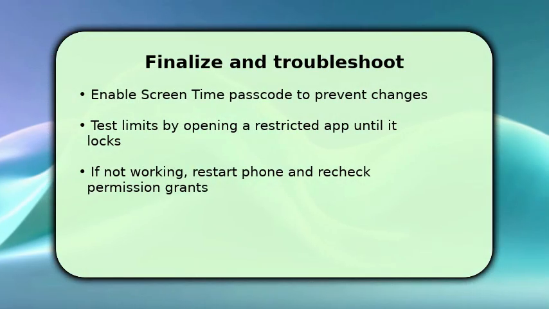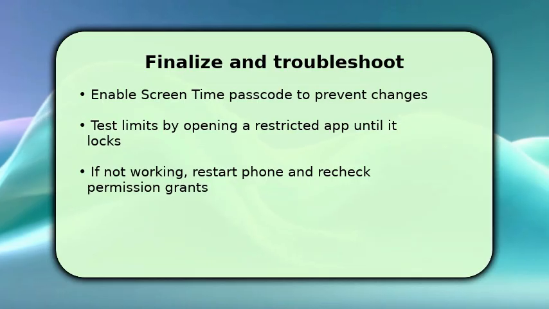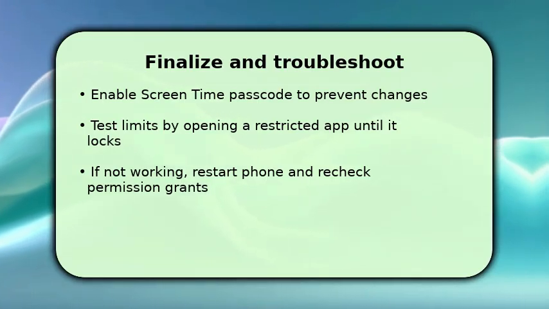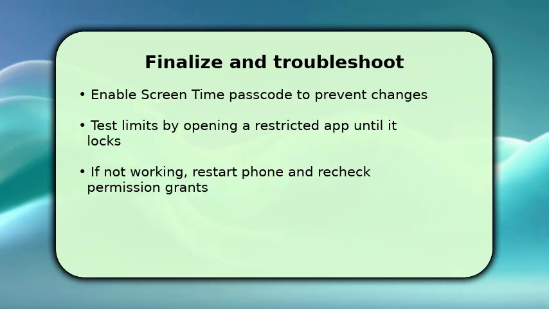You finish by setting a screen time passcode so limits can't be altered casually. Choose something different from your unlock PIN. Then test the configuration. Open a restricted app and confirm it hits the limit and shows the block screen.